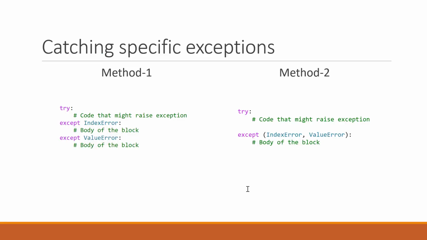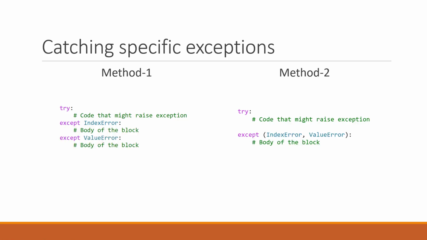There are basically two ways in which we can do this. If we want to specify multiple except blocks, we can use the first method. Here in the first method, you can see first we have specified the try block. Now if we want to catch a specific exception, we need to specify the name of the exception just after the except keyword. Here I have defined two except blocks. The first one is for IndexError and the second one is for ValueError. The code given in the IndexError block will be executed when an IndexError is raised, and the code given in the ValueError block will be executed when a ValueError has been raised.